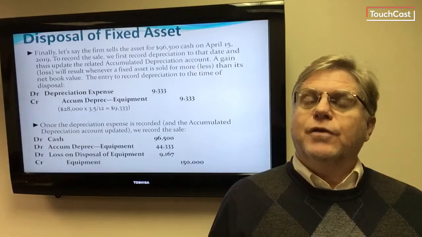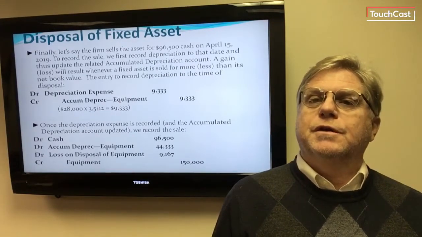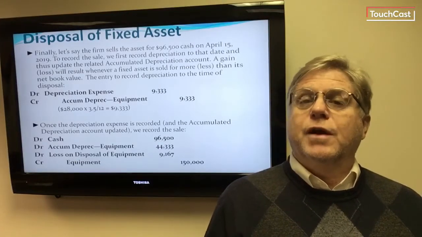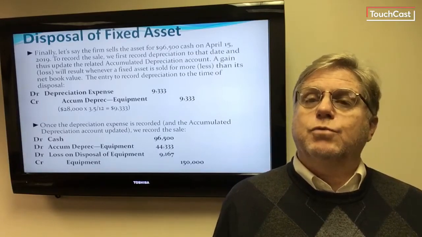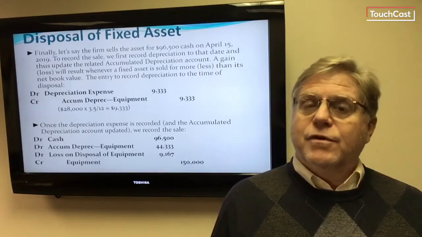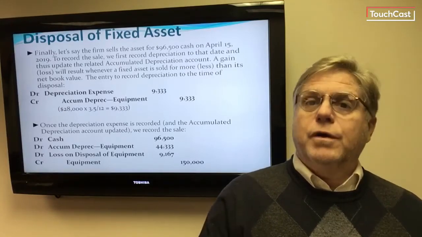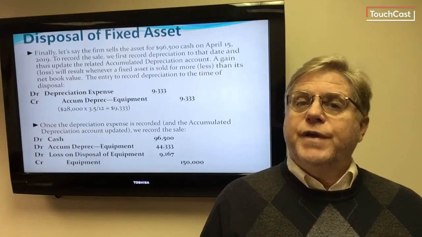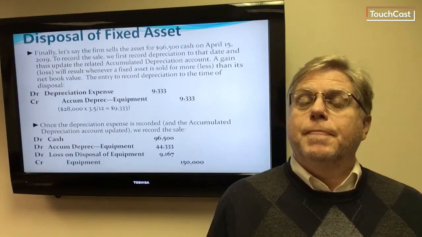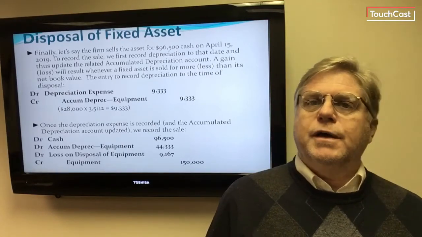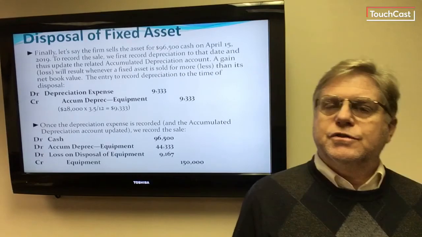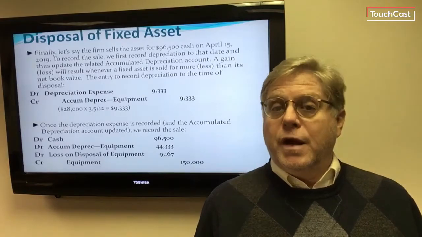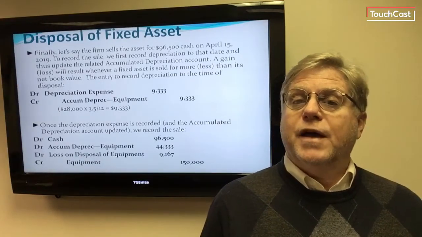To record the sale, we first have to update that depreciation expense, to record it to the date on which it was sold, and of course to update the accumulated depreciation account as well. A gain or loss is going to result whenever a fixed asset is sold for more than its net book value, in the case of a gain, or a loss is going to be recorded when the asset is sold at less than its net book value. The first thing we have to do is to figure out what net book value is, and so the entry to update depreciation expense is going to be this: debit depreciation expense $9,333, credit accumulated depreciation equipment for $9,333.